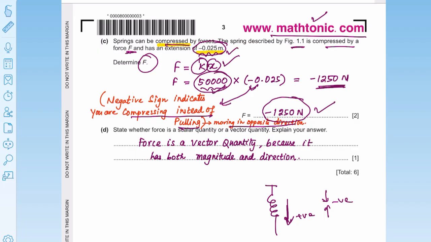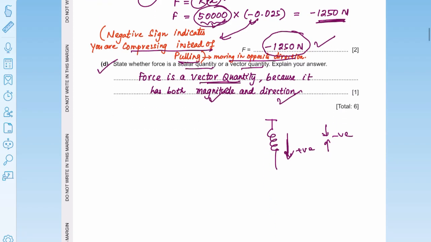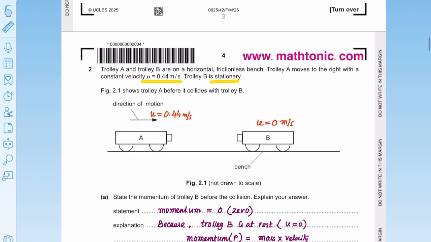If you know times it, we'll get the answer. Question D: whether force is a scalar quantity or a vector quantity. This is easy because we know that force is a vector quantity. Why? Because it has both magnitude and direction. Okay. Next, move to question number 2.